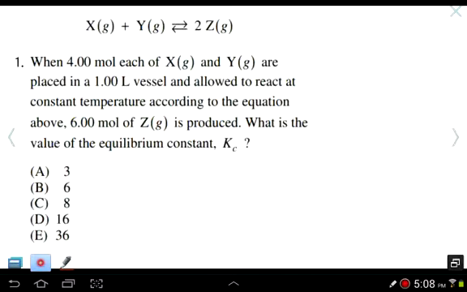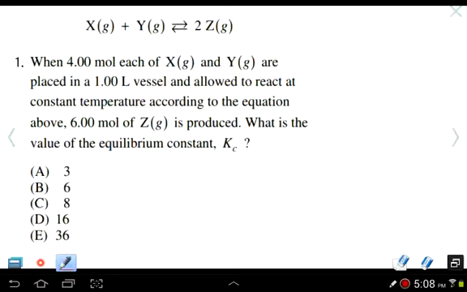So we have a few multiple choice questions just around the concept of equilibrium. So we have 4 moles each of X and Y placed in a 1 liter vessel and allowed to react at constant temperature according to the equation above. 6 moles of Z is produced, and what is the value of the equilibrium constant?